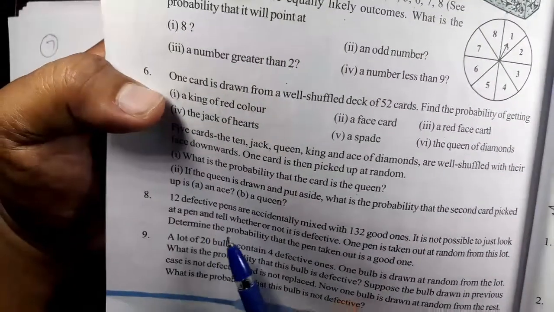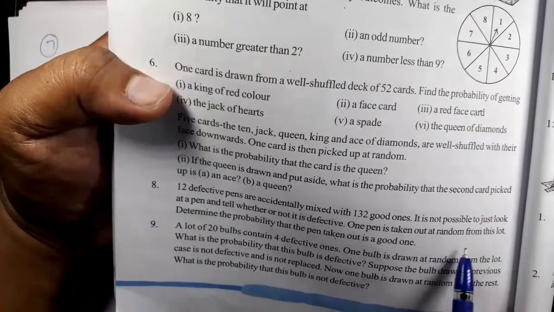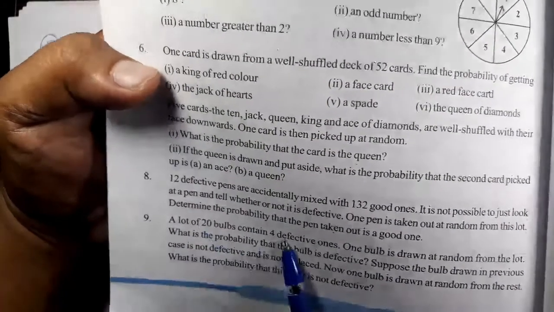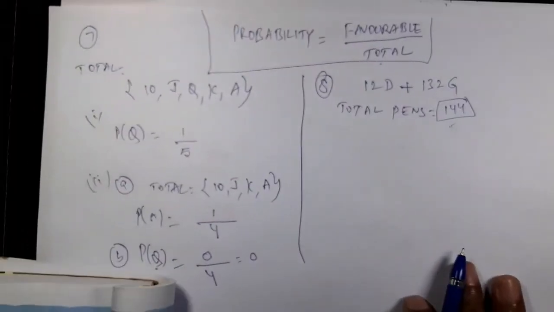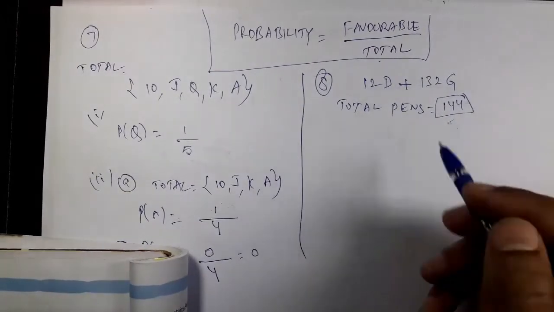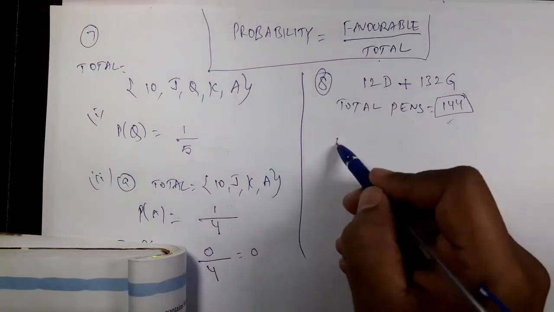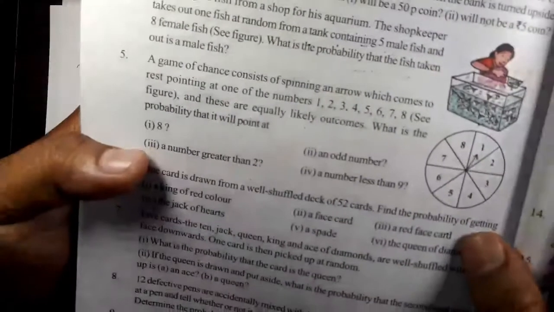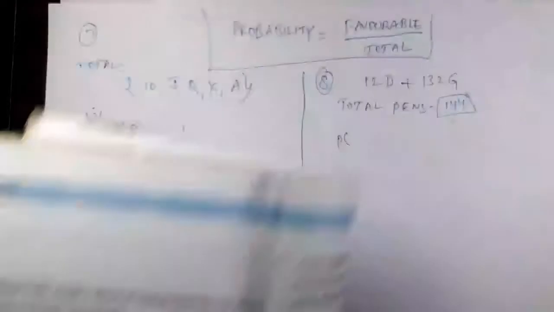It is not possible to just look at a pen and tell whether or not it is defective. One pen is taken out at random from the lot. Determine the probability that the pen taken out is a good one. Out of this 144, you are selecting one pen and writing on a paper. If it writes, that is a good one. If it does not write, it's a defective one. What is the probability of a good one?